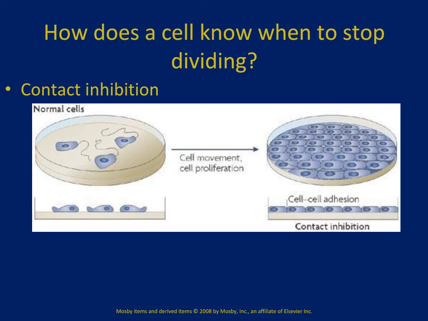In other places in the body, for example, in the nervous system, we have virtually no cell division going on. And that's why damage of nervous tissue can often lead to permanent injury or paralysis.